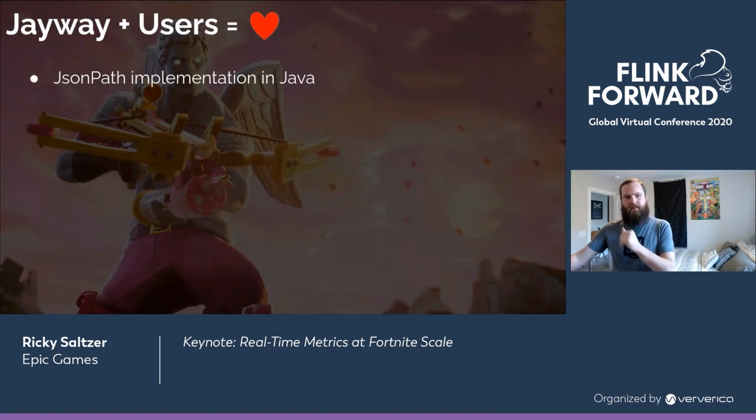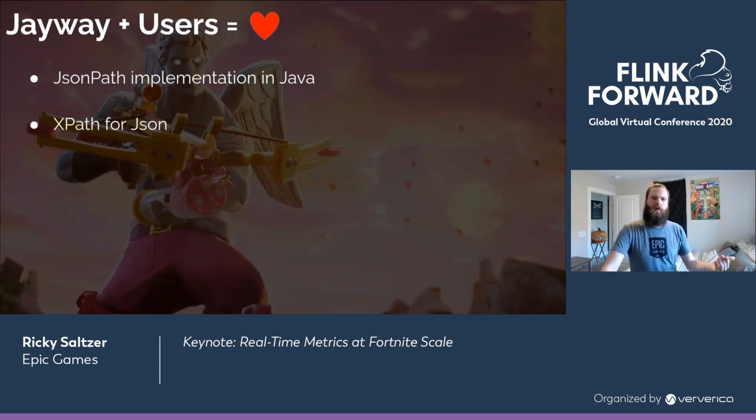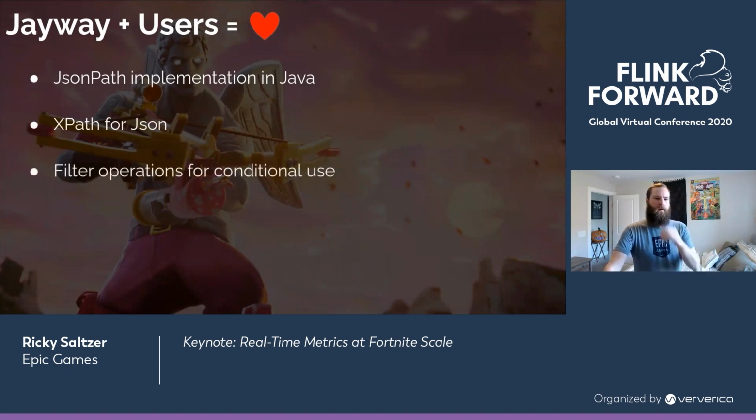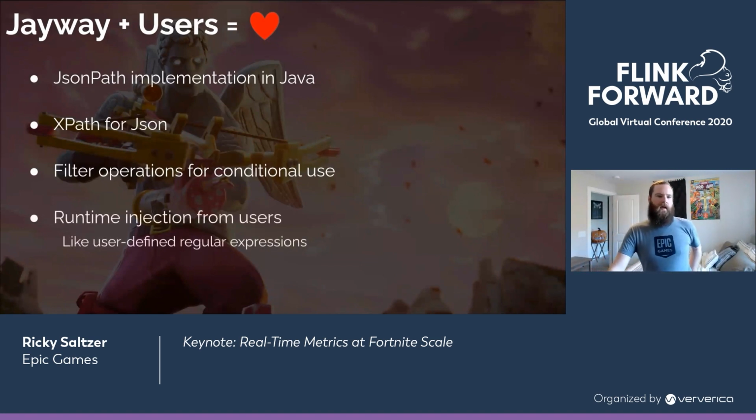JWay is essentially a JsonPath implementation in Java. It's kind of like XPath, if people are familiar with that. It's like XPath for JSON. It also supports filters for conditional use. I'm not going to dive too much into that, but just know it allows a user, when they create a metric, to say, I want to extract metrics out of this JSON, but only JSON that looks like this and meets these parameters and conditions. And it allows us to do runtime injection because it doesn't have to be compiled ahead of time. It's like regular expressions. In theory, a user can define a regular expression in a server if the server allows for the input.